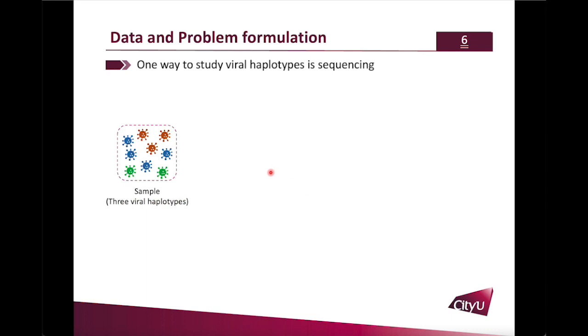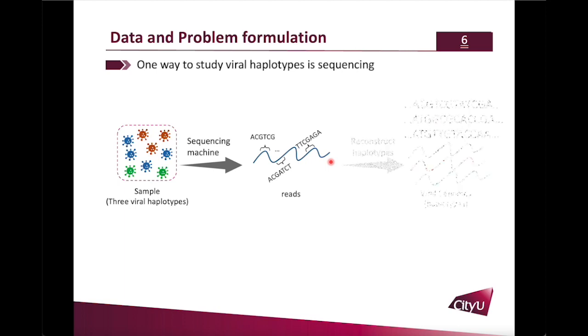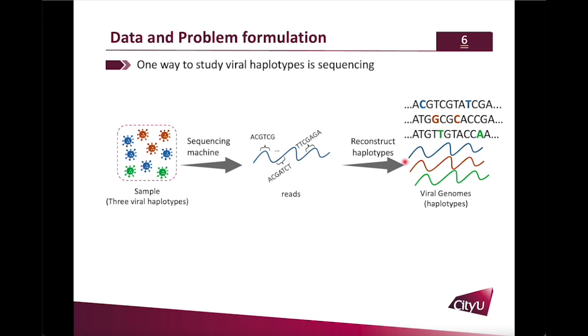One useful way to study viral haplotypes is to sequence them. Suppose there are 3 haplotypes in a sample. The sequencing machine will generate reads from all of them. And given the reads, our goal is to reconstruct the complete genome sequences of all the haplotypes. So, the input is the set of reads, and the output is the genome sequences of all haplotypes.